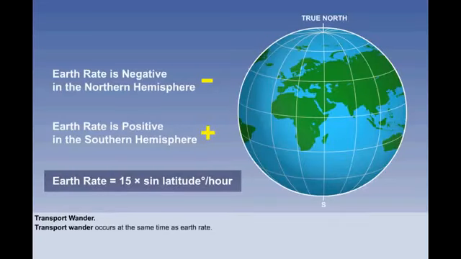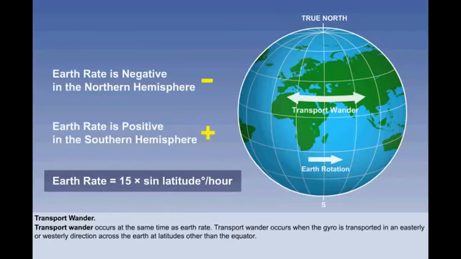Apparent wander due to transport wander will occur at the same time as earth rate. In the case of transport wander, however, the additional factor is that the gyro itself is moved across the Earth. Although earth rate and transport wander occur at the same time, when we come to do calculations, we calculate the error for transport wander separately and add or subtract it to the equation for total wander. We will look at this in more detail in the companion lesson on drift rate calculations.